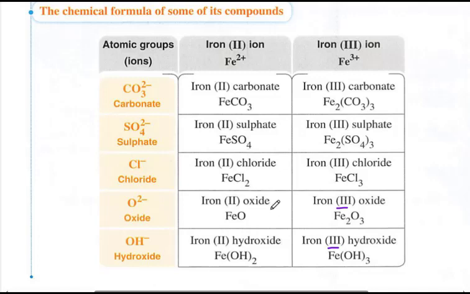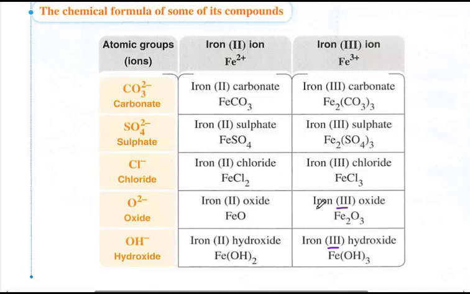So if you are asked in the exam or in any question, iron 2 sulfate, what is its oxidation state? It is 2. Iron 3 chloride, what is the oxidation state of iron? It is 3. When you are asked about iron 3 oxide, what is the oxidation state of iron? It is very easy. It is 3 here. It is the oxidation number, the oxidation state of iron.